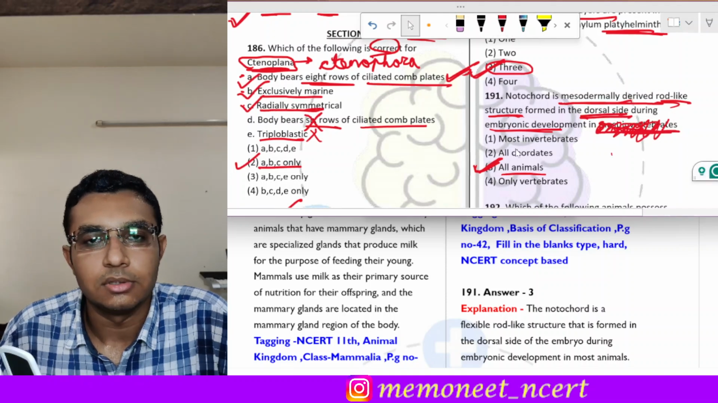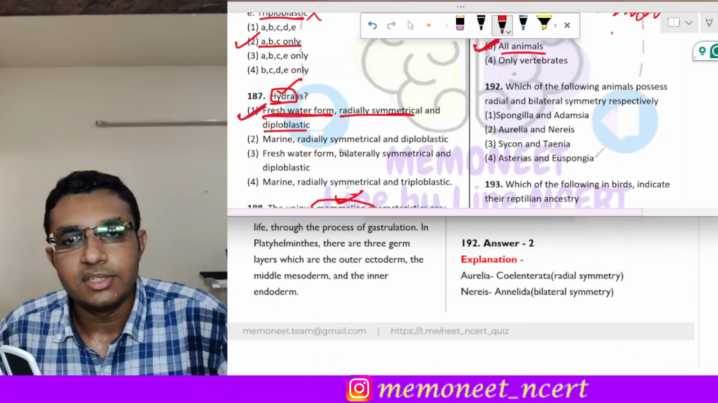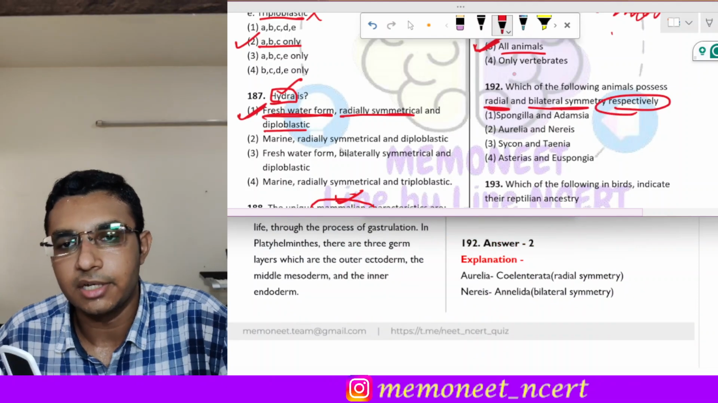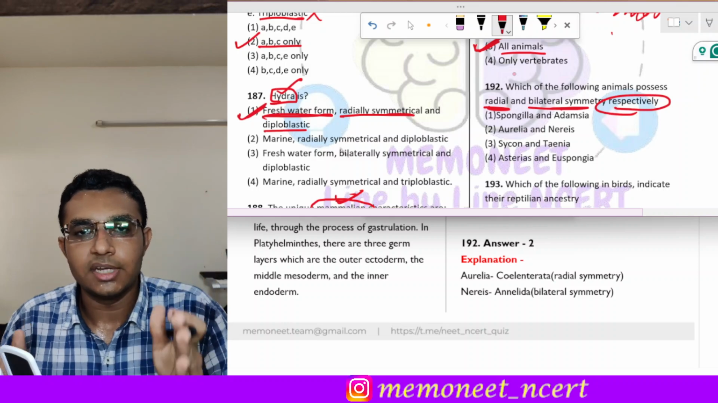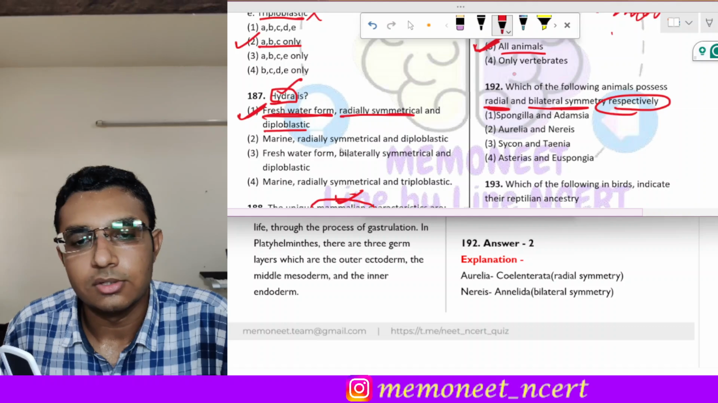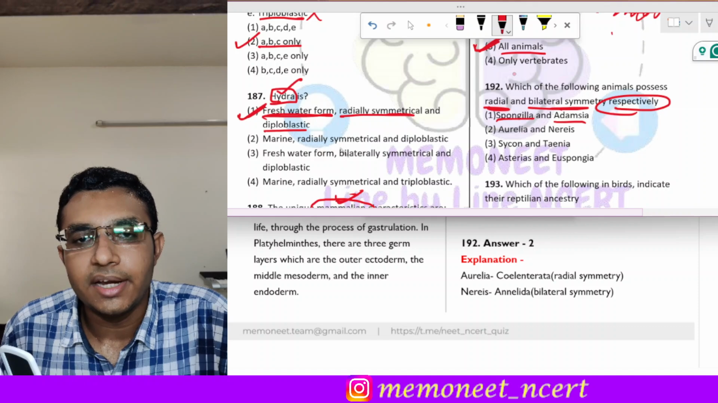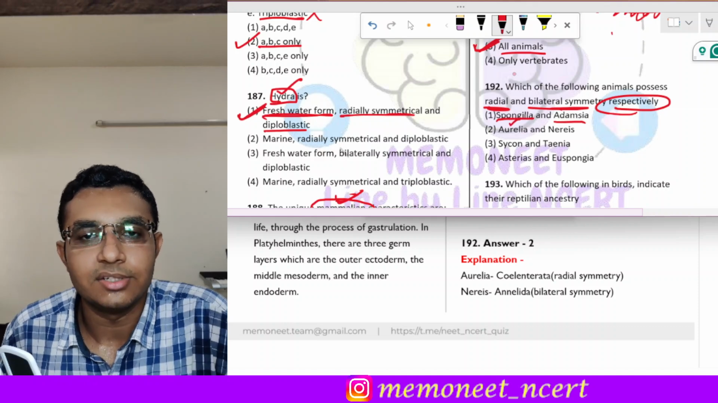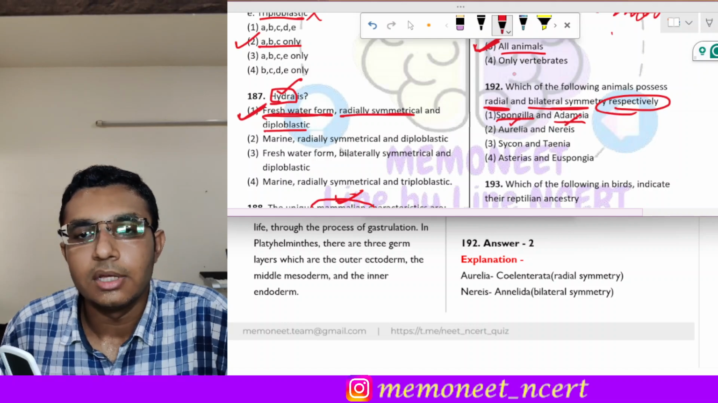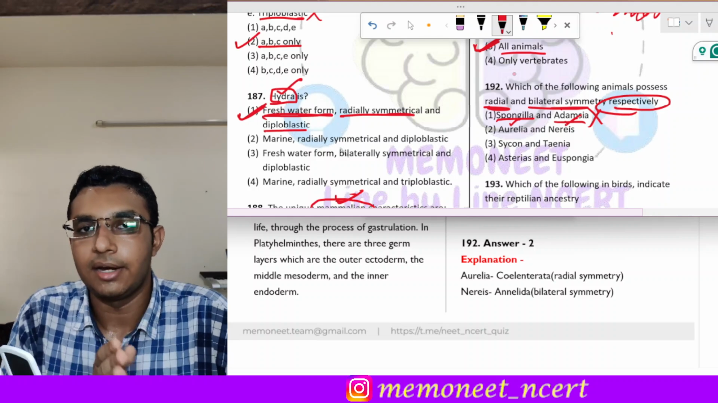Okay, so moving on to the next question, that is question number 192. It states: which of the following animals possesses radial and bilateral symmetry respectively. So the first organism has radial symmetry and the second organism has bilateral symmetry. The first option is Spongilla and Adamsia. Now see, Spongilla belongs to the Porifera, so that is asymmetrical, and Adamsia belongs to Coelenterata, that has radial symmetry. So that is incorrect.